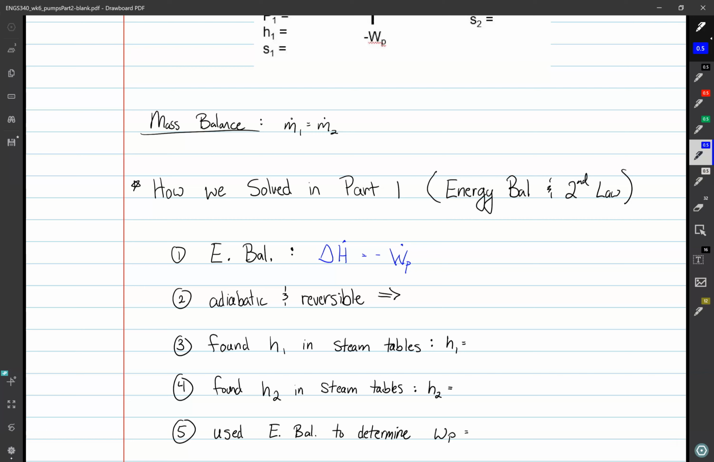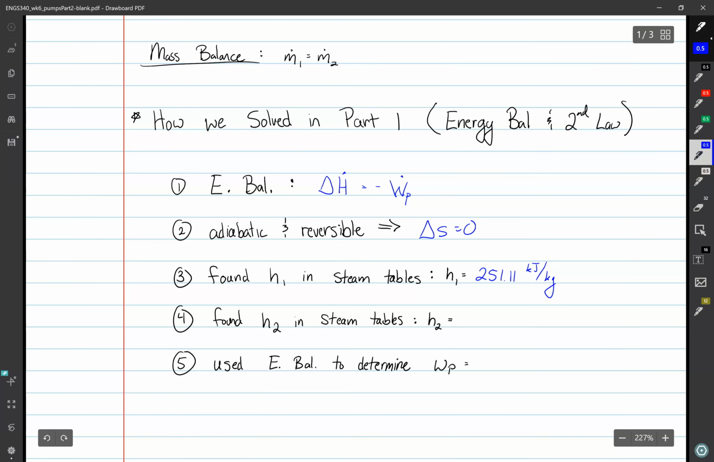Once we simplified our energy balance, we said, aha, this is adiabatic and reversible. That tells us that this is a delta S equals 0 process. We could find H1, the initial enthalpy, from our tables. That was 251.11 kilojoules per kilogram.